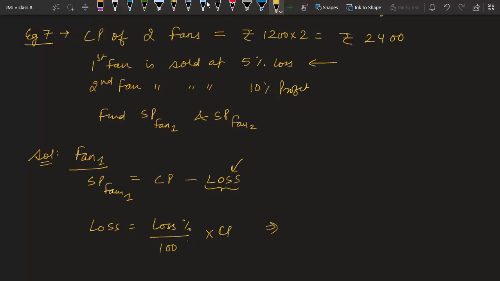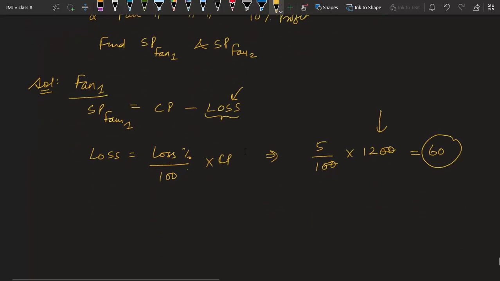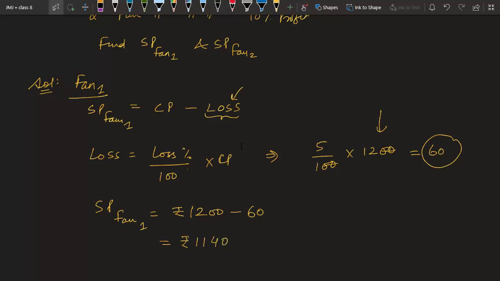Now put the values. Loss percentage is 5 upon 100 multiplied with cost price, that is 1200, the cost price of fan 1. Now these zeros will cancel. 5 twelves are 60 rupees. So the loss on the first fan is rupees 60. Now we can find the SP very easily. SP of fan 1 will be given by rupees 1200, that is the cost price, minus 60, which is 1140. So the first fan is sold at this price.